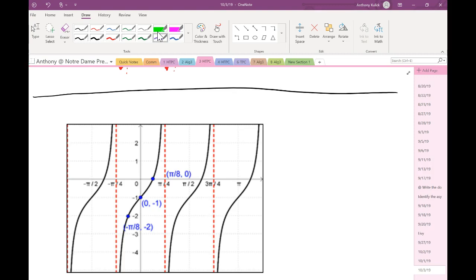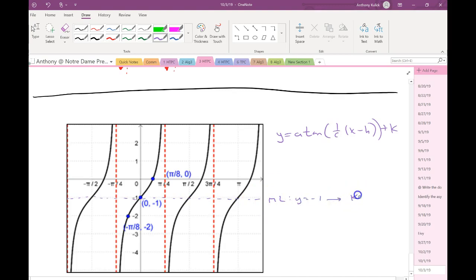So let's look at this graph. My goal is to be able to write a tangent function that looks like this. So I need to determine my values for A, C, H, and K. Everybody okay with that? So first thing I'm going to do is the easy one. I'm going to find my K. Well, that's my midline, right? So what's that tell me K is? Negative 1. Everybody's okay with that?